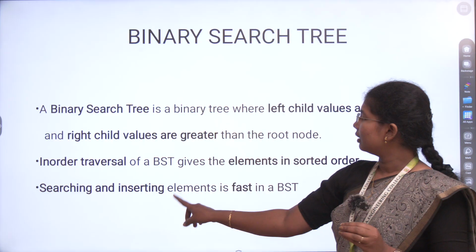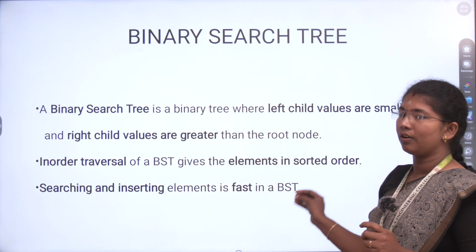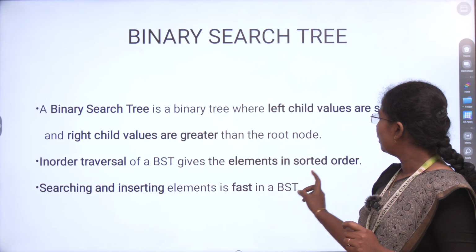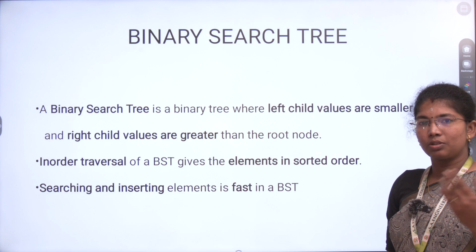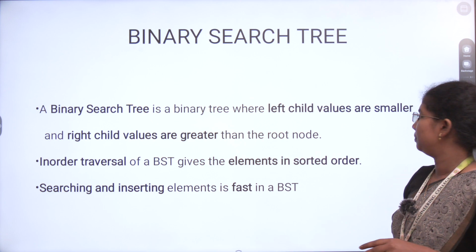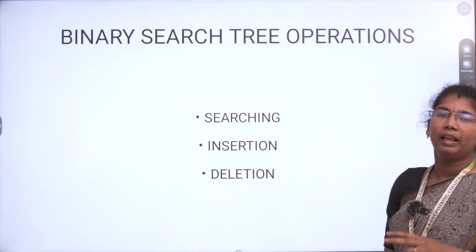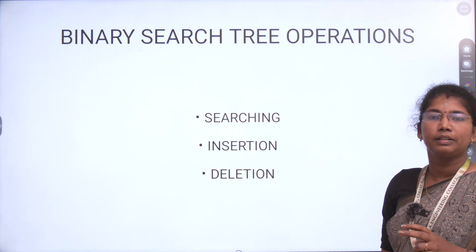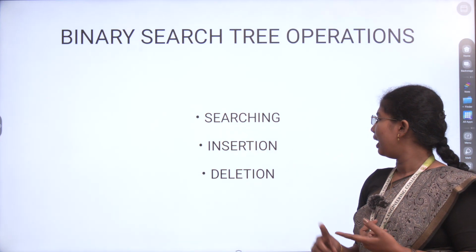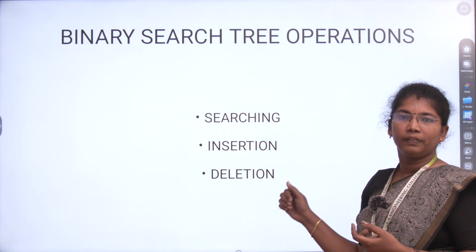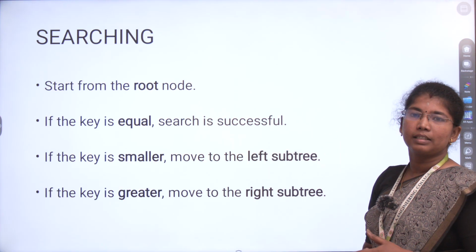Then the third point is searching and inserting elements is fast in a BST. So using BST, searching and insertion is very fast. That's why we are moving into binary search tree. Binary search tree operations. We have 3 operations in binary search tree. One is searching, another is insertion, and deletion. One by one we can see in the next slide. First, searching.